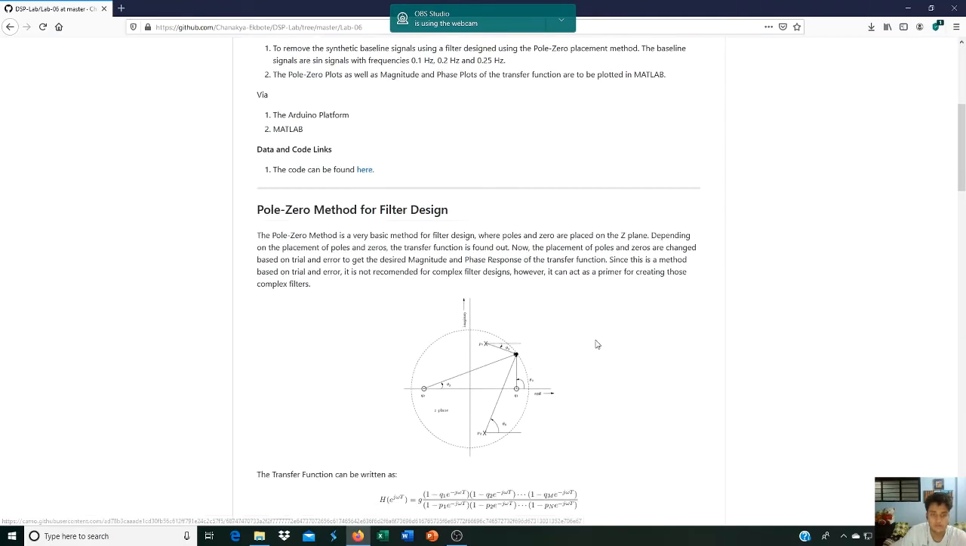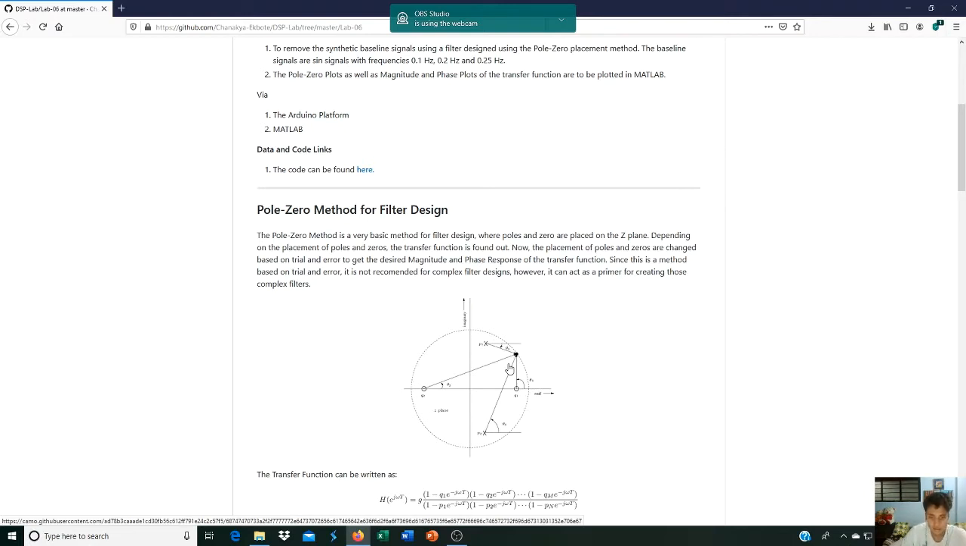So what is a pole zero method? The pole zero method is a very basic method of filter design where poles and zeros are placed on the z plane. Depending on this placement, an inverse z transform is taken and the time domain response is seen. Depending on the time domain response, the positions of these poles and zeros in the z domain are changed. This process keeps continuing till you get an ideal filter response. So basically, it is a very trivial method where we use trial and error to get the ideal filter response.